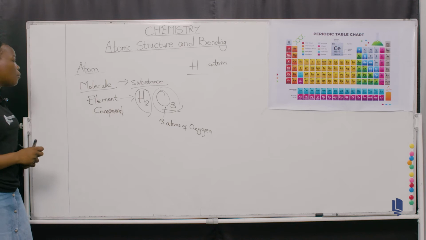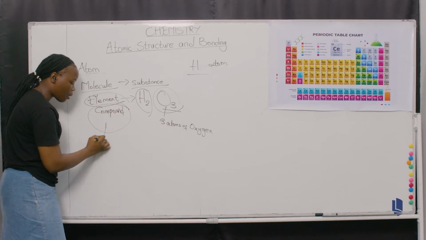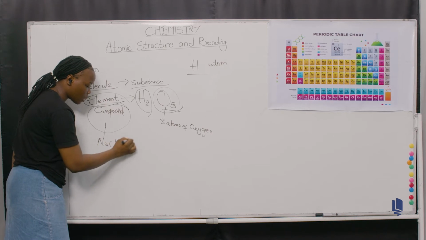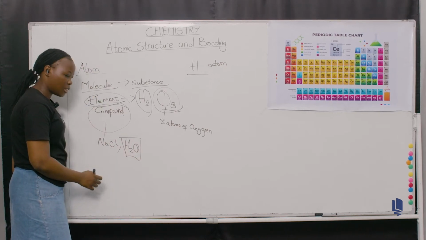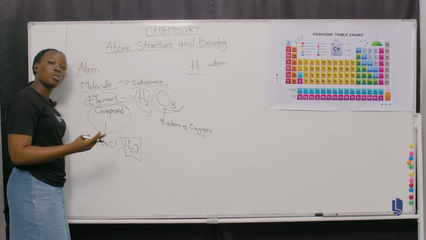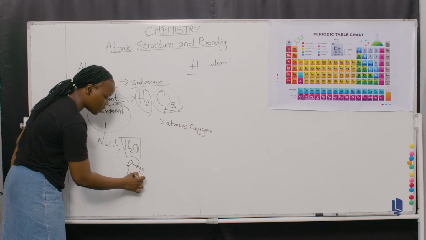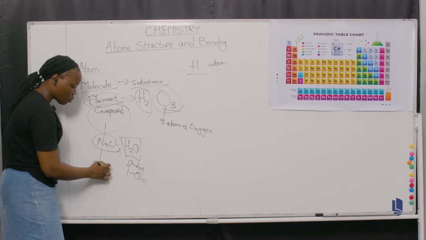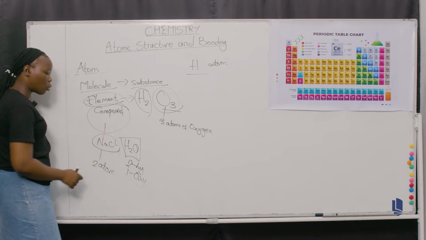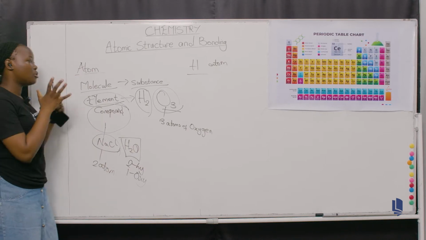And I make mention that a molecule can either be an element or a compound. Compound: NaCl, H2O. This is a molecule of water. Yes, it contains 3 atoms, 2 hydrogen atoms and 1 oxygen atom. This one also contains 2 atoms, 1 sodium and 1 chlorine, but it is 1 molecule. So we've established that as well.